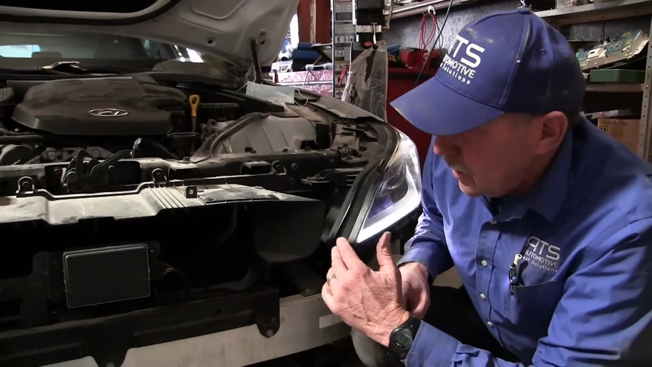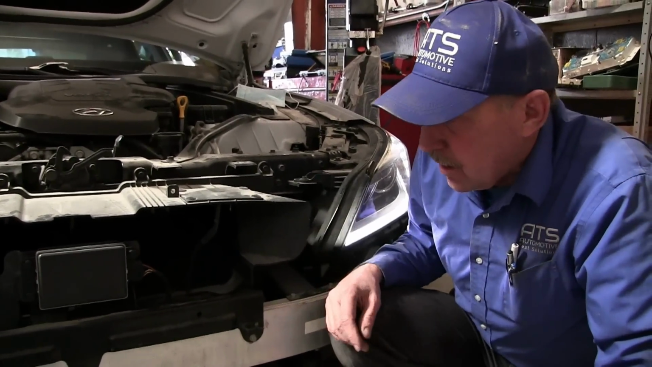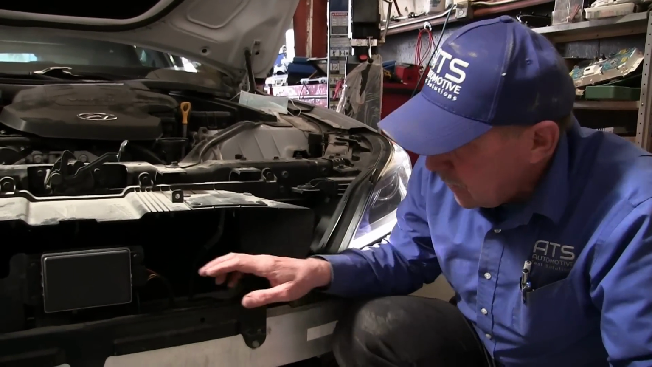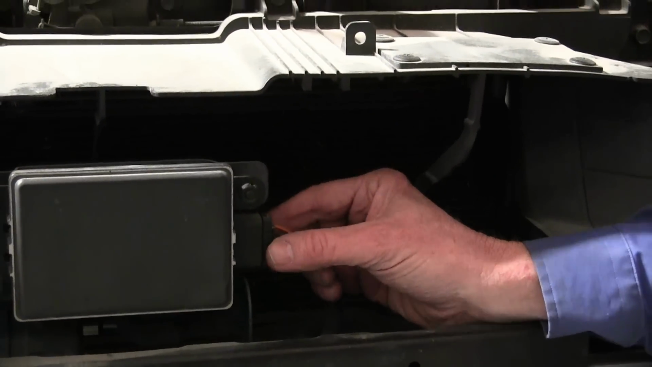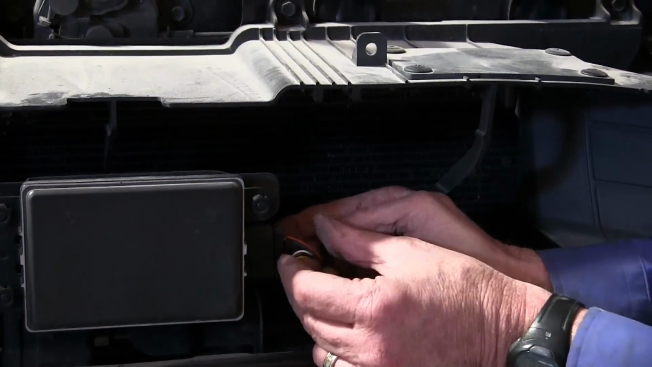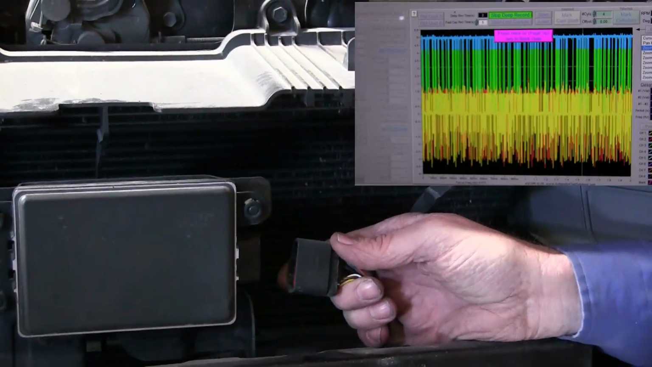Now, as we can see, they've been fixing the front. The front and the rear bumpers are off of this car. Apparently it was hit in both ends. But since it was in front, I just want to make sure that this isn't my problem. So let's go ahead and disconnect this radar unit.